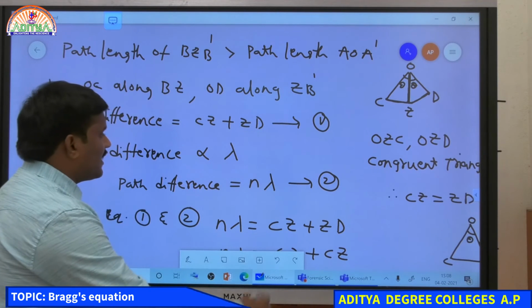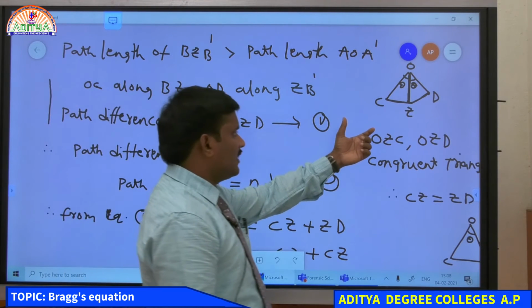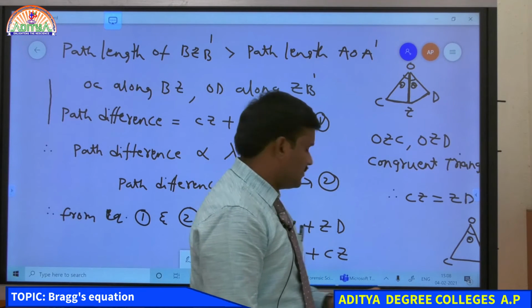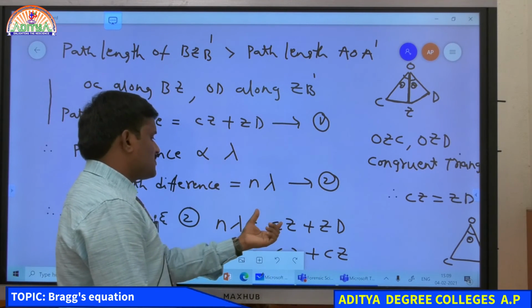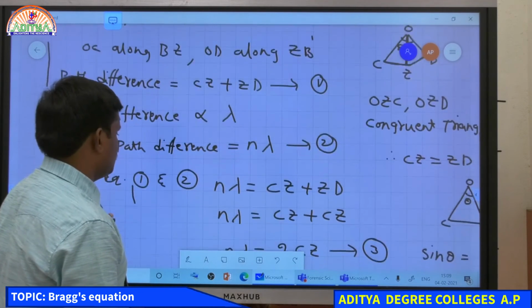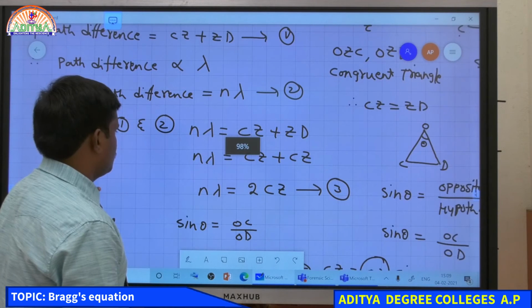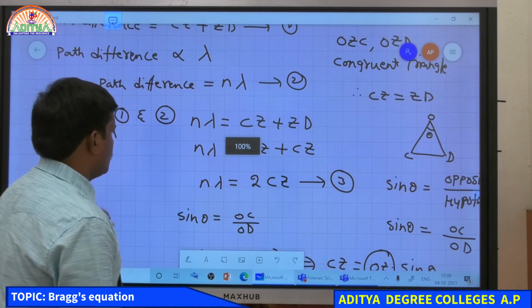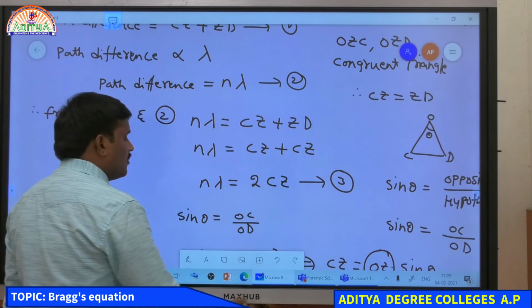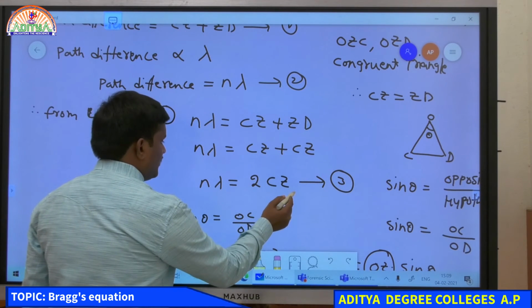So in that triangle, both are congruent triangles. Therefore, Cz value is exactly equal to Zd. Therefore, n lambda is equal to Cz plus Cz, that is 2 into Cz. So n lambda is equal to 2 into Cz. Now by knowing the value of Cz, we determine n lambda.